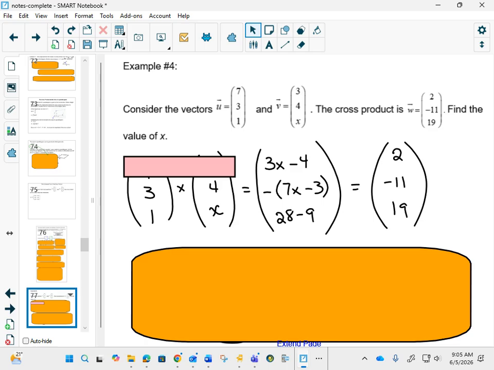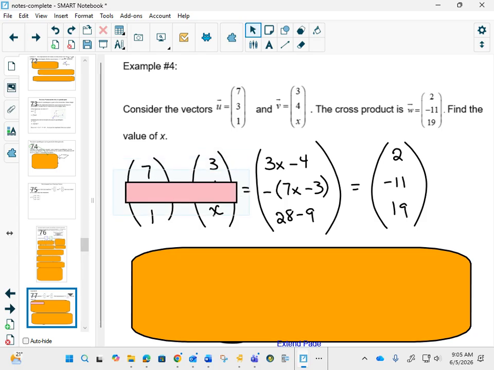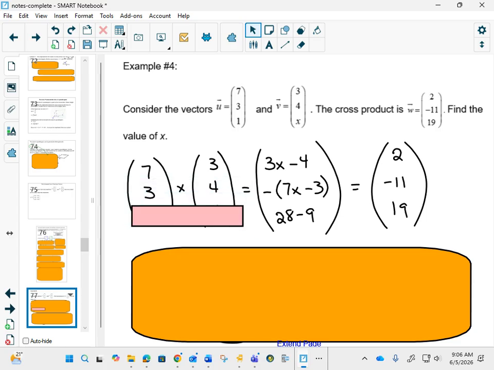This is the method I did. I covered those. I did my determinant. 3x minus 4. Was that hard? Then for the second one, I covered these. I did my determinant. 7x minus 3. I put it in brackets, put a negative out in front. Second one's always negative. And the third one, I covered these ones. I did my determinant. 28 minus 9.